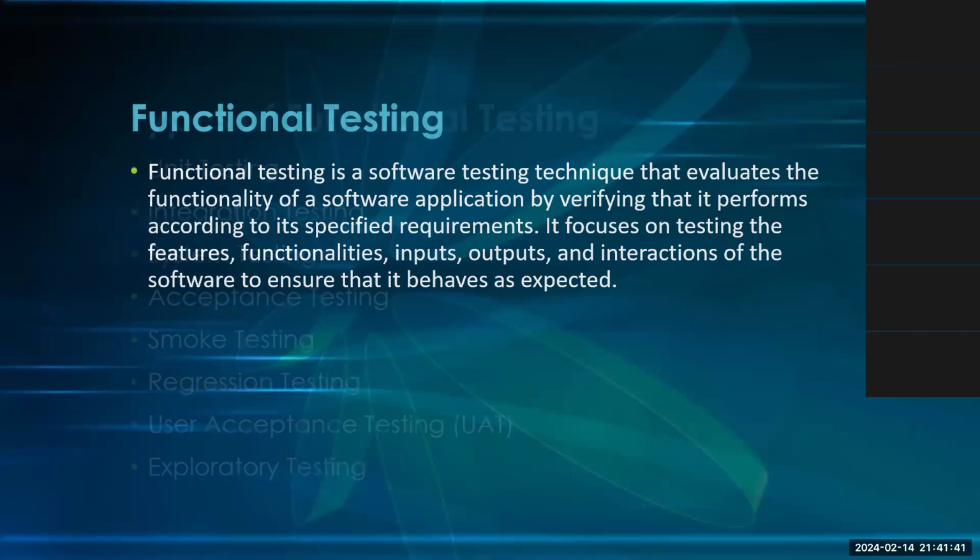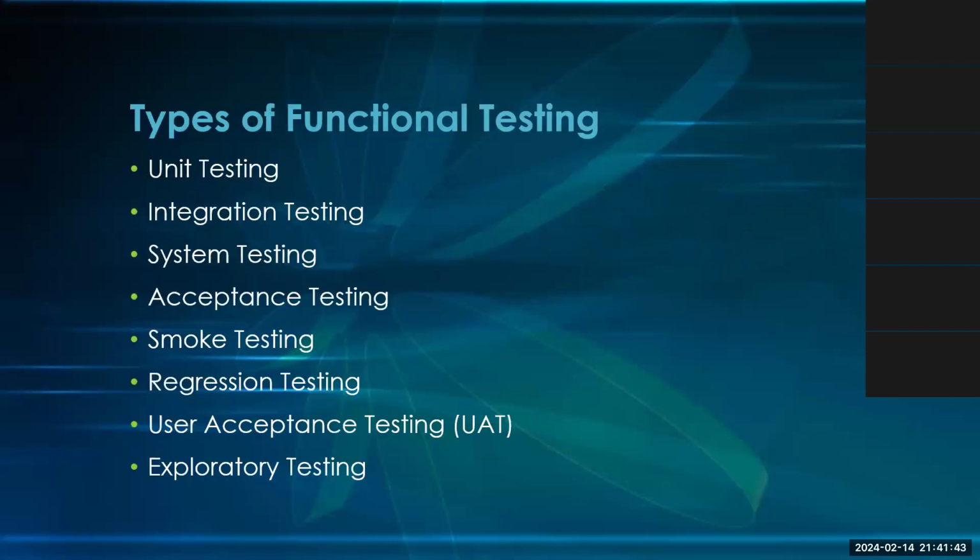So we have types of functional testing, which are unit testing, integration testing, system testing, acceptance testing, smoke testing, regression testing, user acceptance testing, and then exploratory testing. I'm just going to take a few of them. So for unit testing, I think I did have one.